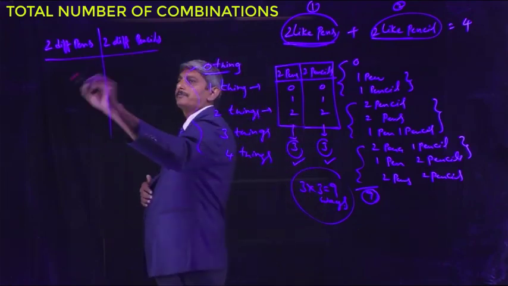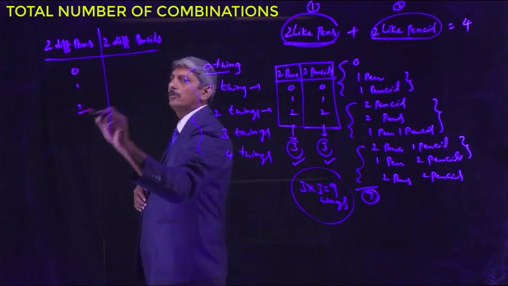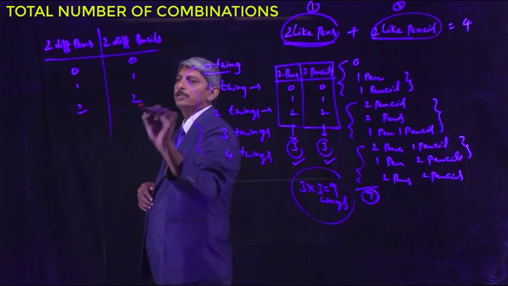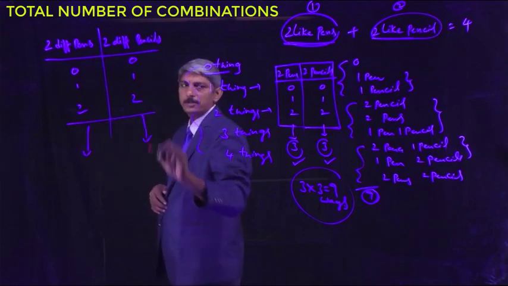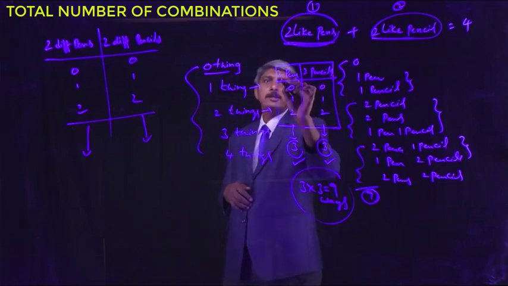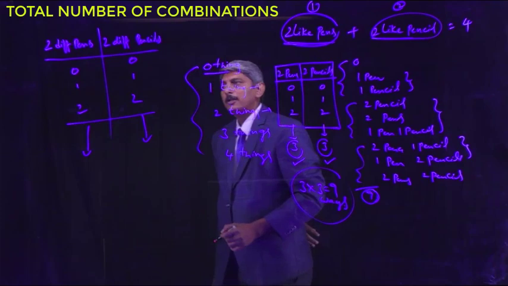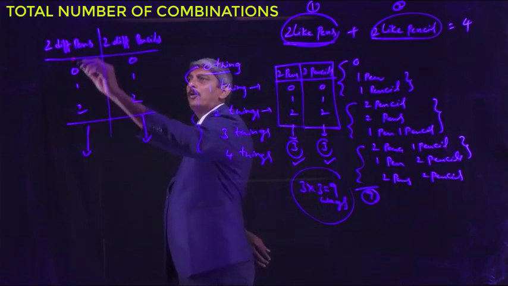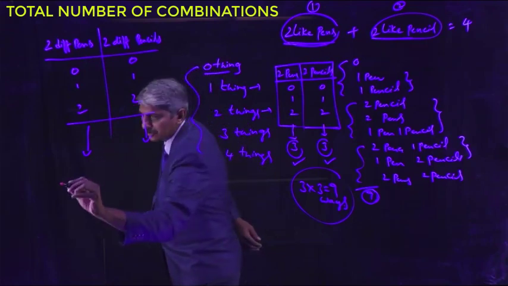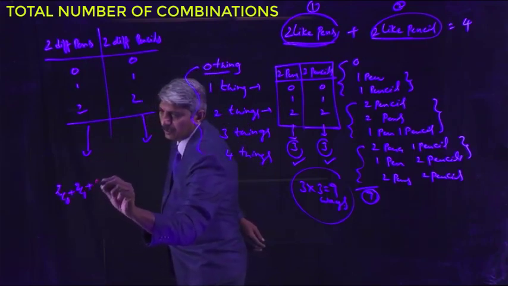Here the same possibilities: 0, 1, 2, and here also 0, 1, 2. This is the first operation, this is the second operation. Here these are like things, but these are different. Now how many possibilities? Selecting 0 out of two different pens: 2C0, 2C1 or 2C2.